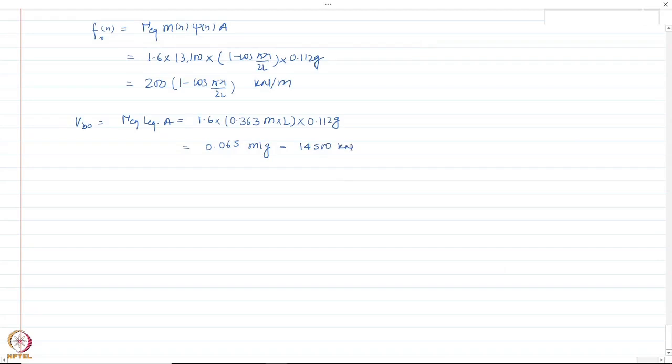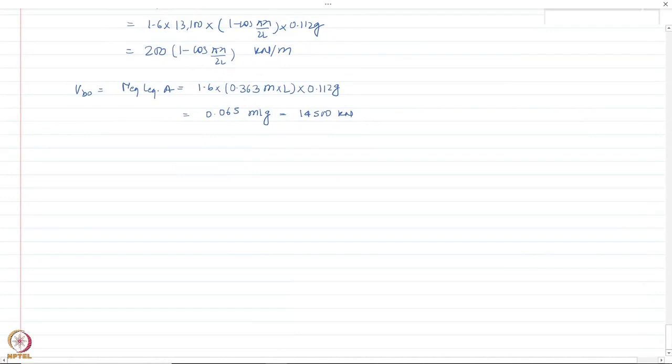Okay, so basically this example demonstrates how to employ the generalized SDOF procedure of analysis to find out the response of a continuous system, using similar methods that we have used previously for a single degree of freedom system. All right, so this gives the idea of how to analyze a continuous system.